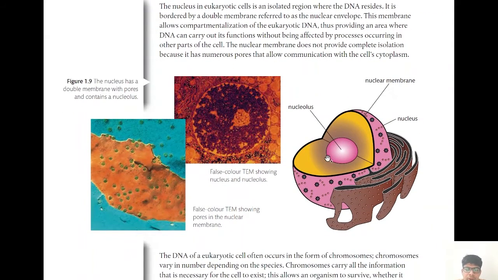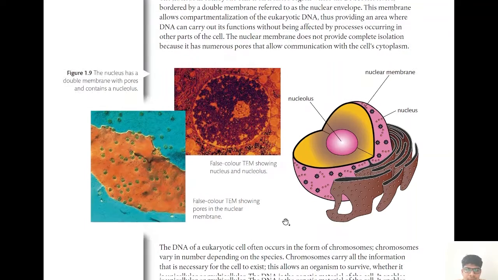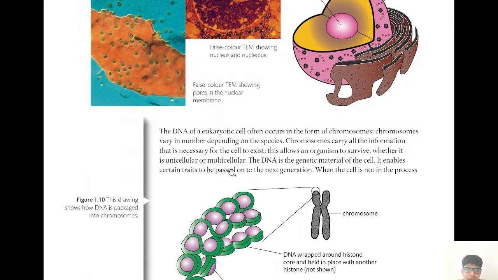Here we have some of the figures. DNA of the eukaryotic cell often occurs in the form of chromosomes. Chromosomes vary in number depending on the species. Chromosomes carry all the information that is necessary for the cells to exist.